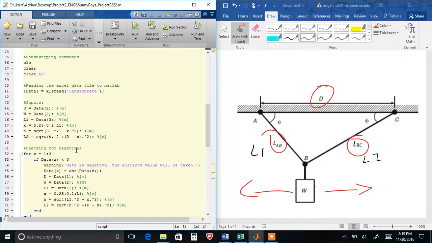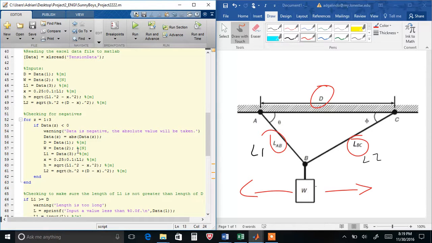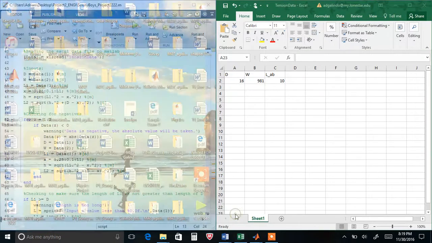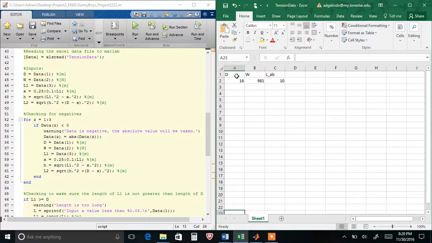We first started with housekeeping commands: clc, clear, and close. We do need close in there because we are going to be plotting. The first thing is reading the Excel data file into MATLAB, which is the tension data. That data set is right here, and it consists of D, W, and length AB. These variables are going to be inputs.